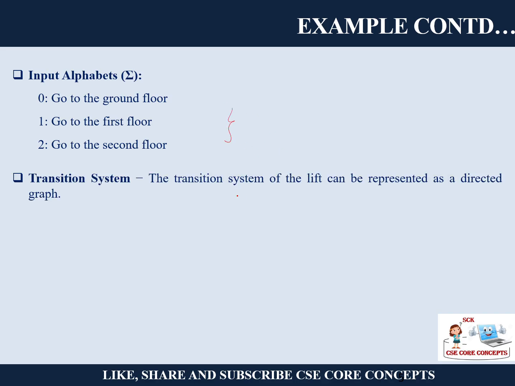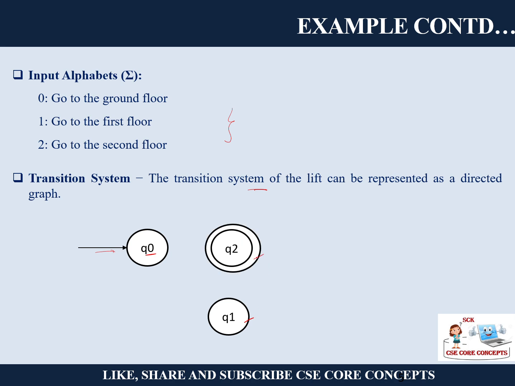Now the transition system. How will you represent this system? This is how you represent the initial state: you have an arrow from nowhere, which represents the initial state, represented by Q0. So the zeroth floor, the ground floor, then you have another state which is the first floor, and the final state is your Q2. Now when you press 0, if my lift is on the 0th floor and I am getting inside the elevator and pressing 0, I will not change my state.